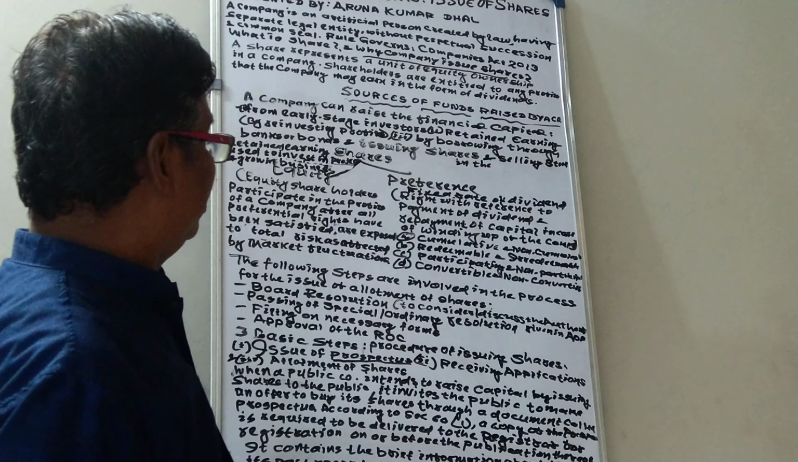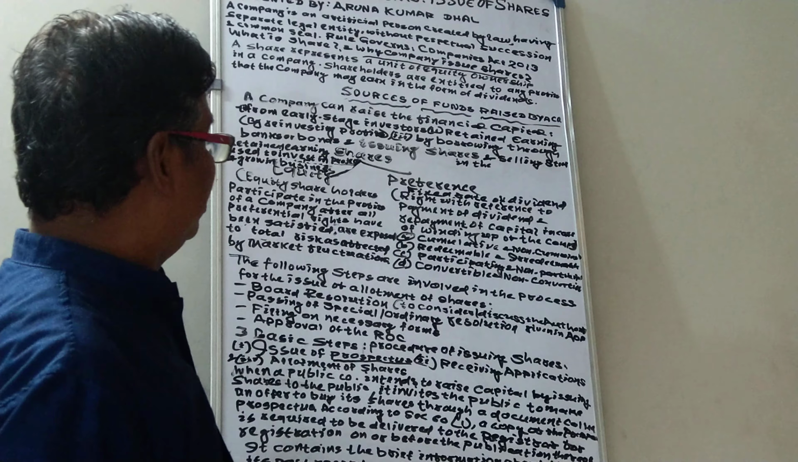If in any year, due to loss of the company, the dividend is not given to the preference shareholder, and it is cumulative, that dividend will be carried forward to the next year, will be accumulated and will be given from the future year's profit. If it is non-cumulative, the dividend for the year in which they do not get any dividend will lapse.